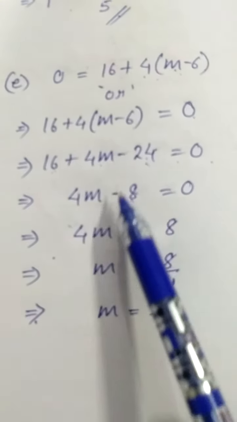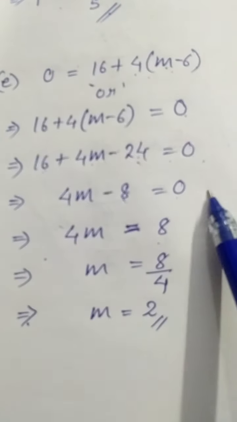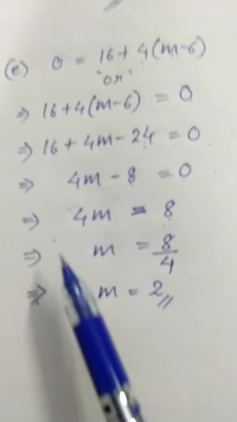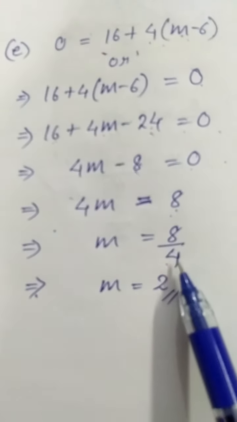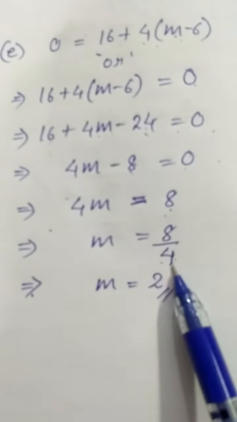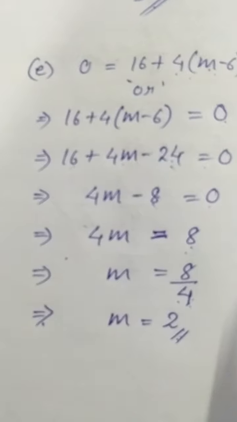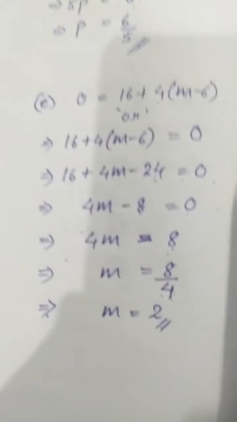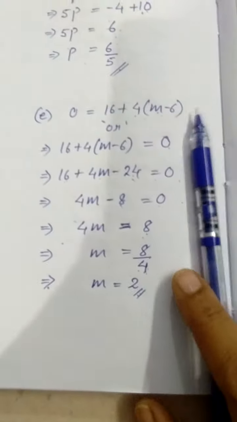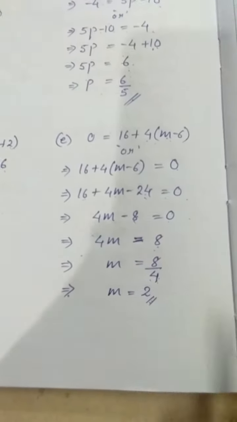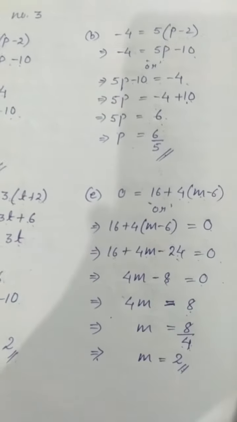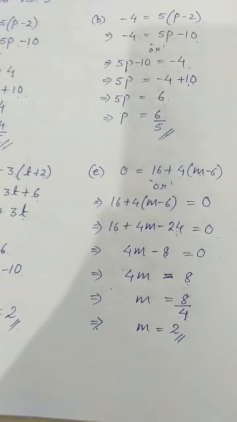Now this minus 8 will get transposed. So 0 plus 8 will be 8 only. So 4 will be transposed. So it will be upon 4. So 8 upon 4 will give you 2. I hope the solution part is clear to you all. If you have any doubt, you can clarify your doubts. Okay. So please try to do the sums again children. Complete your work. Complete this exercise 4.3.